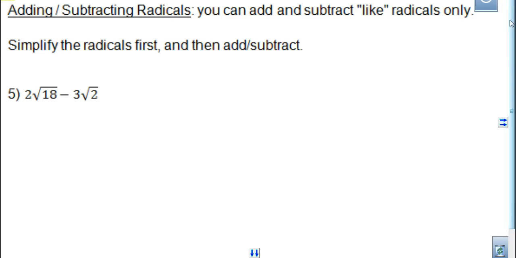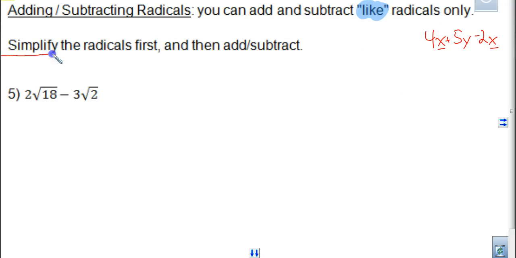Now we can also add and subtract these radicals just like we do with polynomials. We can combine like terms. So we can only add and subtract radicals that are alike. So remember, if you have something like 4x plus 5y minus 2x, you can only combine the 4x and the minus 2x because they both have x's. You can't combine them with the y. So same thing with radicals. If they have the same radical, you can combine them by working with the coefficients.